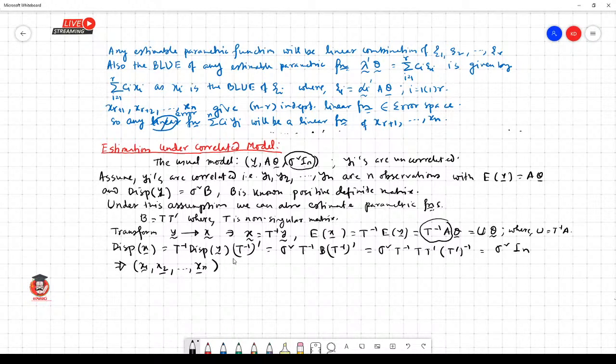xn curve, this new variable, x1, x2, xn, I denote this by x curl. Okay, so these new variables are uncorrelated.